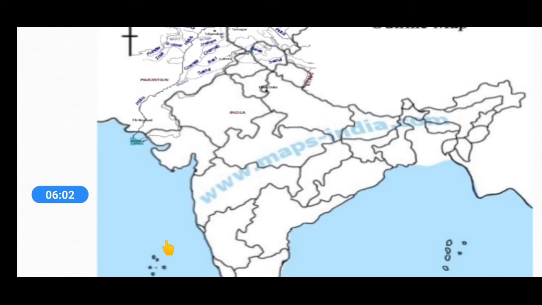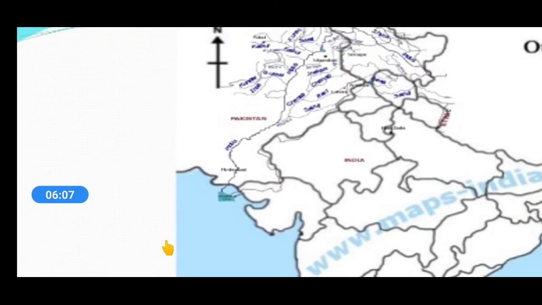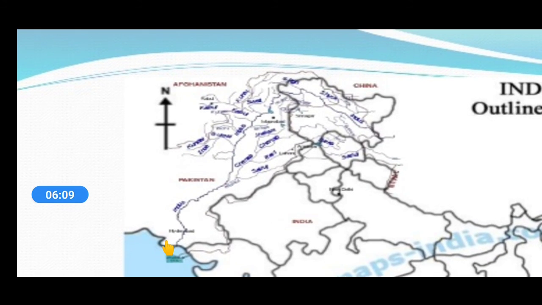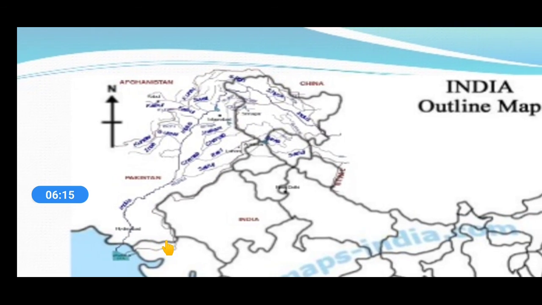You can see it in this map. This is the river system of Indus. I don't think it is clear to you. It will be shown to you later again.